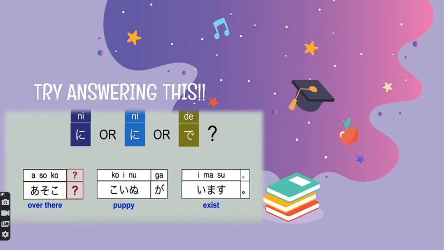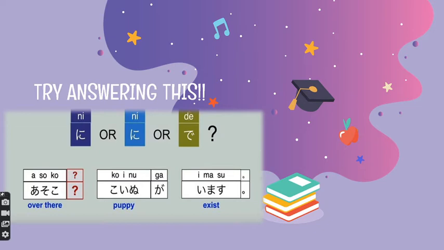Now, which particle will you put over here? Okay, let me explain a bit. Koinu. Koinu is dog's child, that means a puppy, right? So puppy is existing, imasu. And I told you whenever you see imasu or arimasu in a sentence, it's likely that there is going to be a use of particle ga.